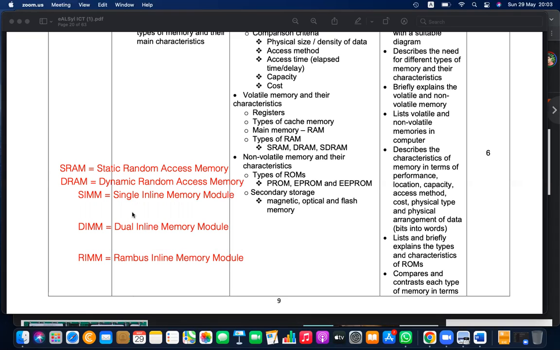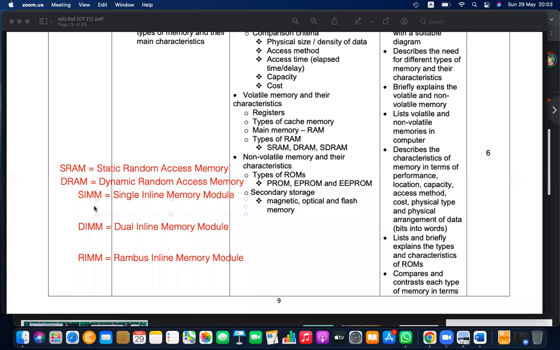Bus means a data path. So in the RAM bus inline memory module, there is a direct data path to the processor from RAM. That is RIMM, or RAM bus inline memory module.